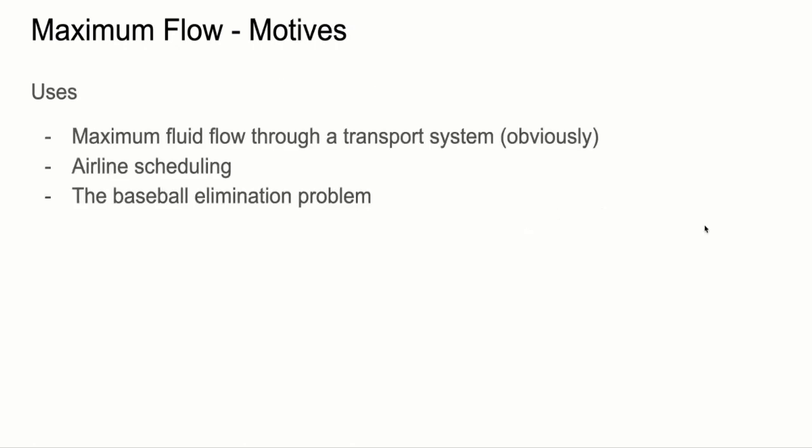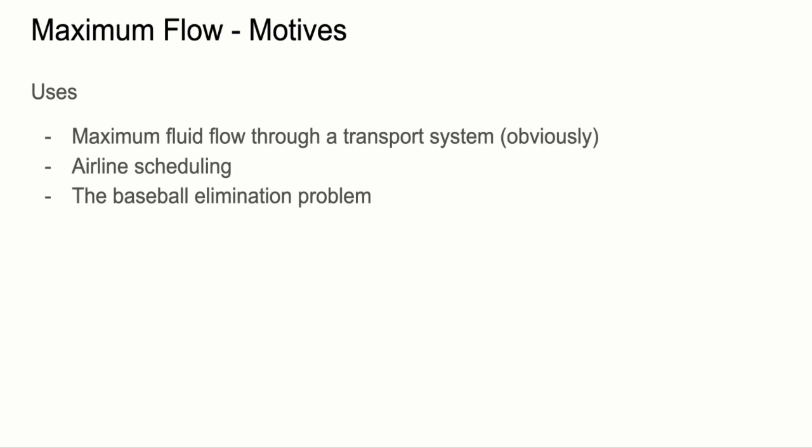So, why do we use maximum flow algorithms? The most obvious solution is to the problem of maintaining flow through a transport system. So let's say an aqueduct system that needs to get a certain amount of water to different areas of a town.